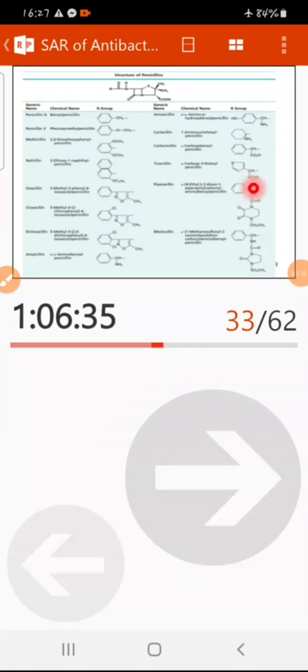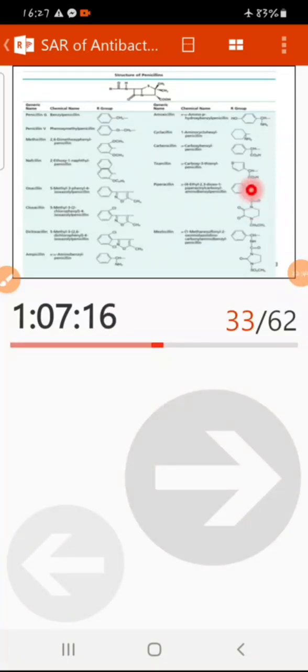This compound has an alpha carbon. On the alpha carbon we have an NH-C=N series. Such compounds have a weaker electron withdrawing effect. Therefore, they will not act like electron withdrawing groups. Therefore, they are acid sensitive. They are not given orally. And there is a highly hydrophilic group on the alpha carbon. They are considered as having an extended spectrum of activity because of the hydrophilicity of this group.